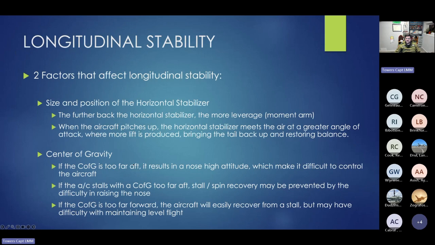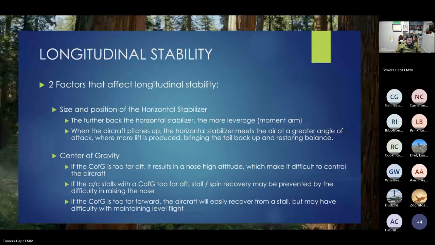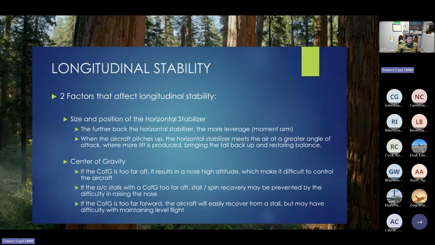Yeah, so if the aircraft stalls with a center of gravity too far aft, so a stall will be one of the future lessons here. I'm going to write this stuff down for feedback though. As soon as I find my notes, there we go.